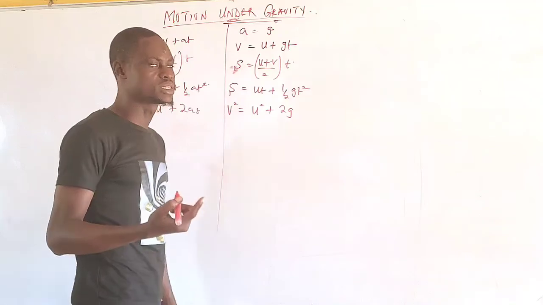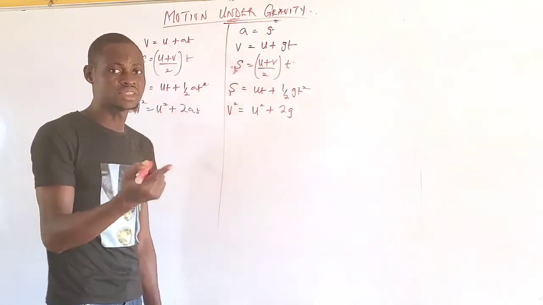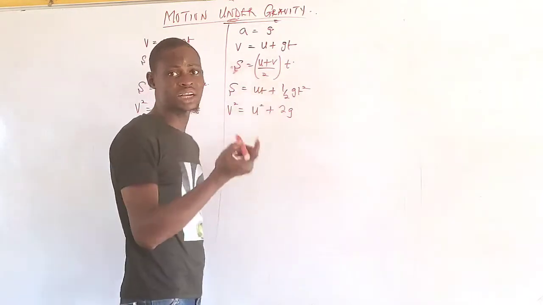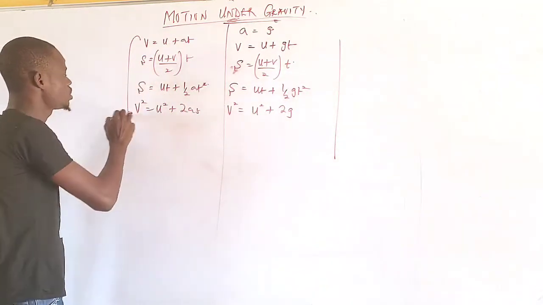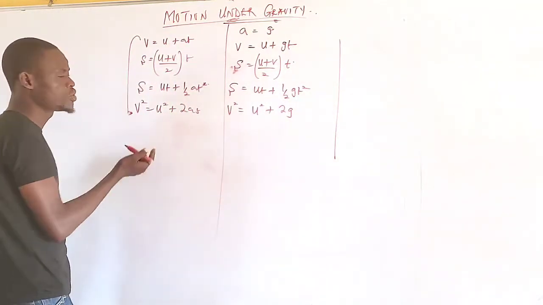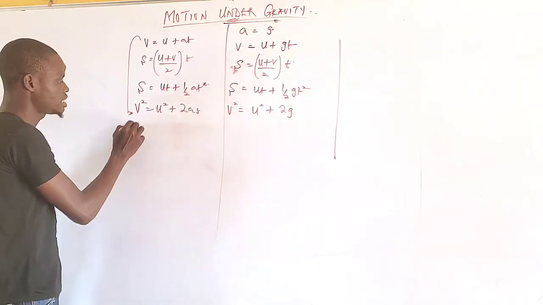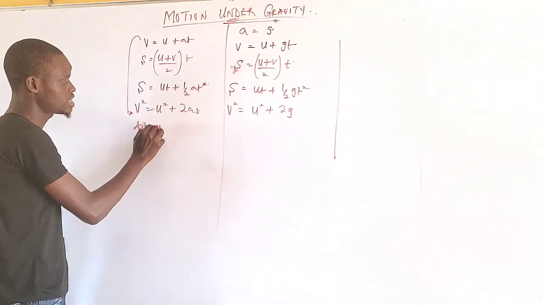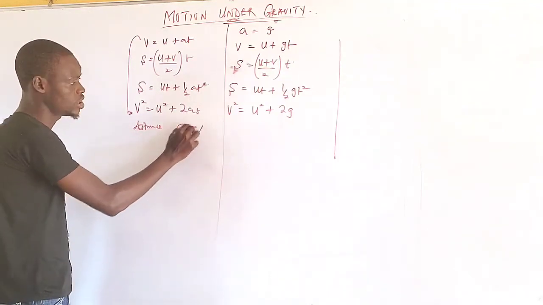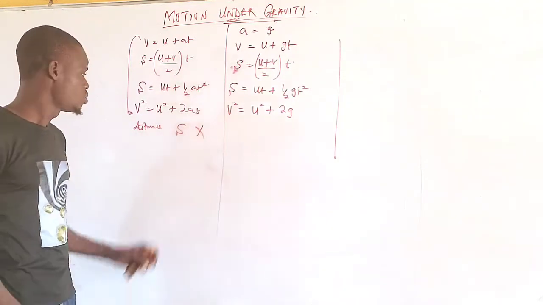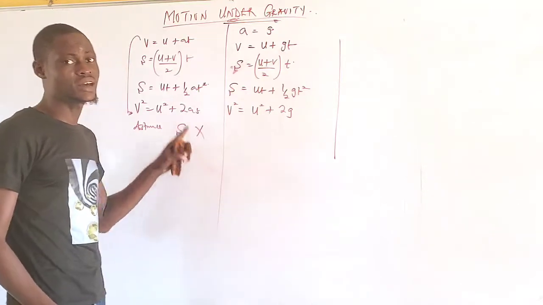Now, take note of something. Because we are dealing with motion under gravity, don't forget that this motion under gravity is a vertical motion compared to this one in which we have horizontal motion. For a horizontal motion, we assume our distance to be taken along the x-axis. So altogether, we use s or x to represent our distance.